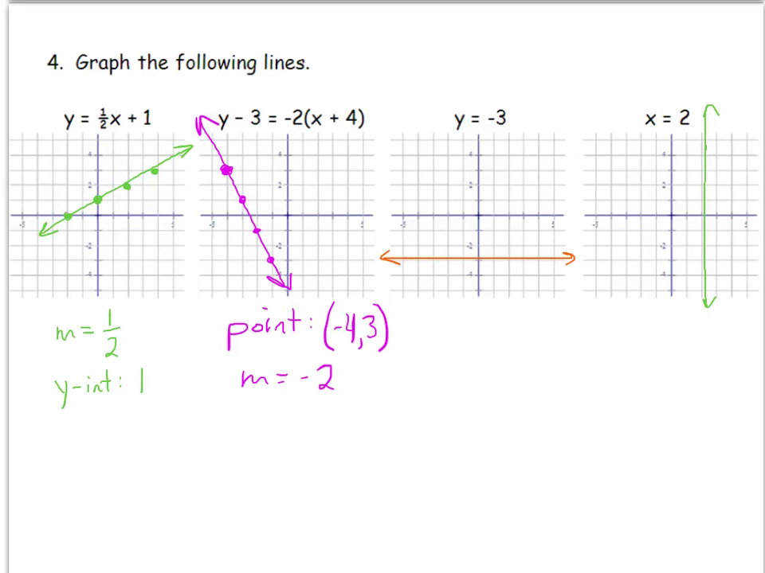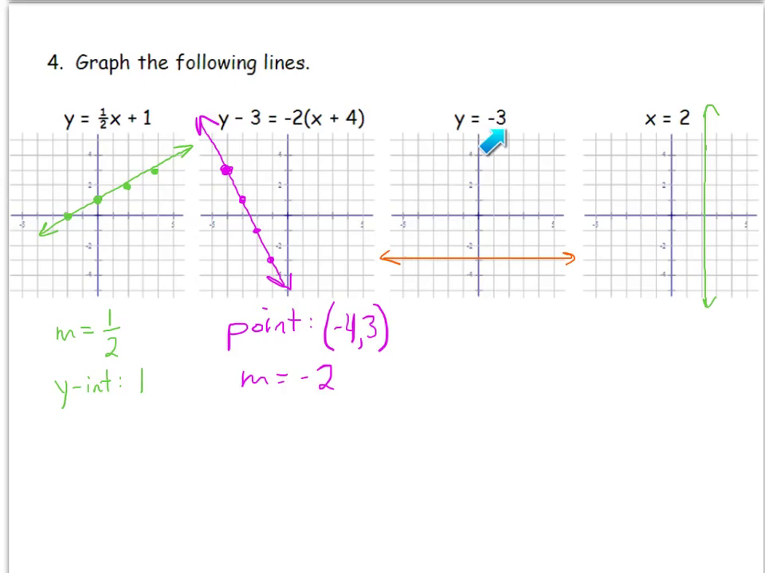The next equation was written in point-slope form, so I could pull two pieces of information from it. I could pull the point, and I could pull the slope. So our point was negative 4, 3, pulling the x-coordinate and then the y-coordinate, and our slope was a negative 2. So when we graph this out, I'm going to graph the point first. So we're going to go to negative 4, up to 3. That's my point, and my slope was a negative 2. So down 2, right 1, down 2, right 1.